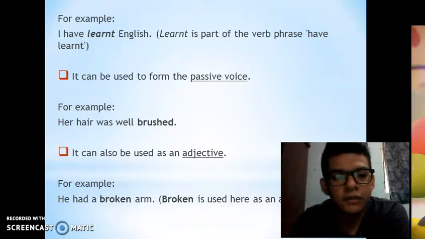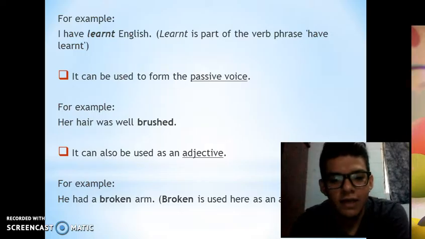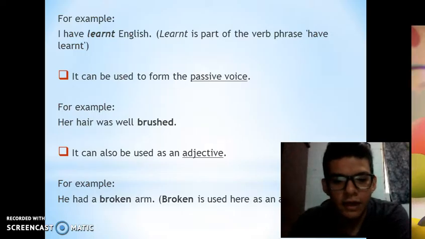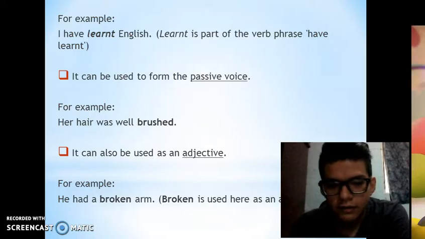The next use is that it can also be used as an adjective. For example, he had a broken arm. He had a fixed car. This is an example. And next to the example of the sentences, broken is used here as an adjective, as you can see.